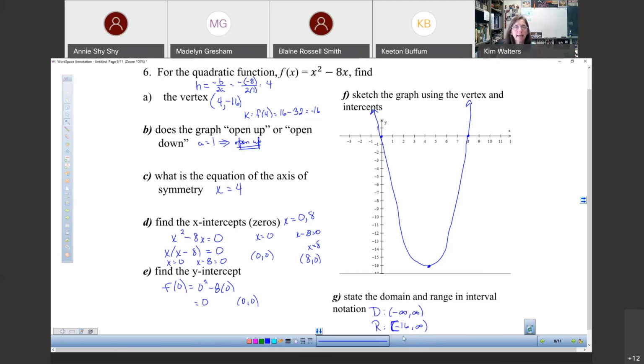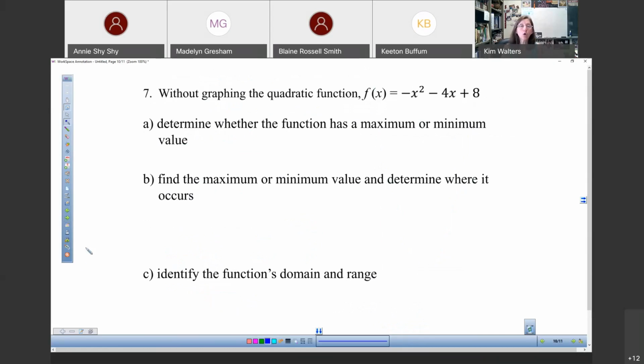Now I'm going to see if you really kind of got this. Y'all love this. Oh, you really got those questions. I know you did. All right. Without graphing the function, so see, you should be super excited. No graphing, no graphing, no graphing.